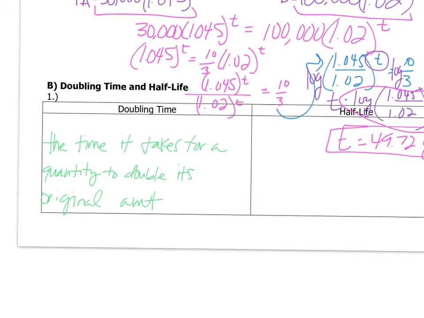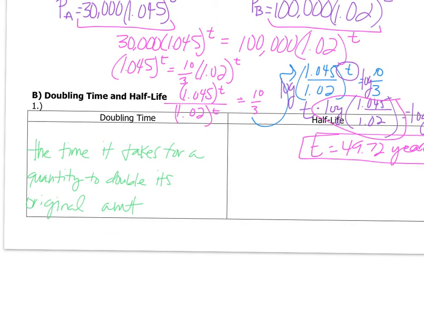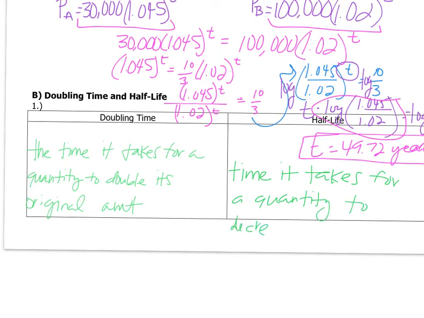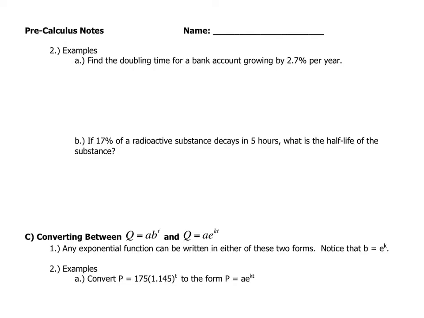Half-life is a similar type of thing. This is the time it takes for a quantity to decrease to half of its original amount. So if you look at the next page, we'll look at a couple of examples using doubling time and half-life.